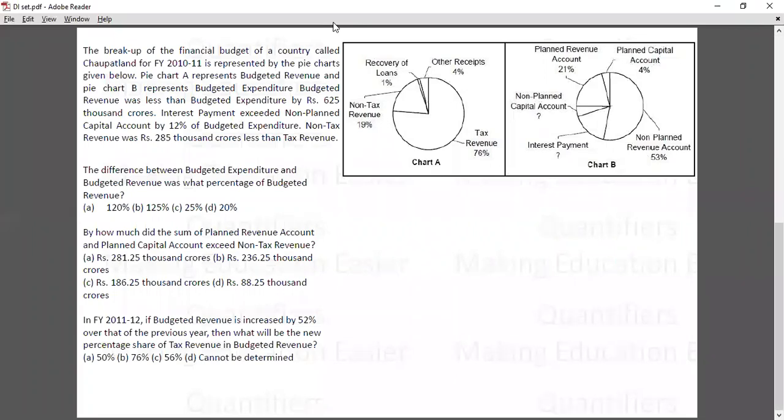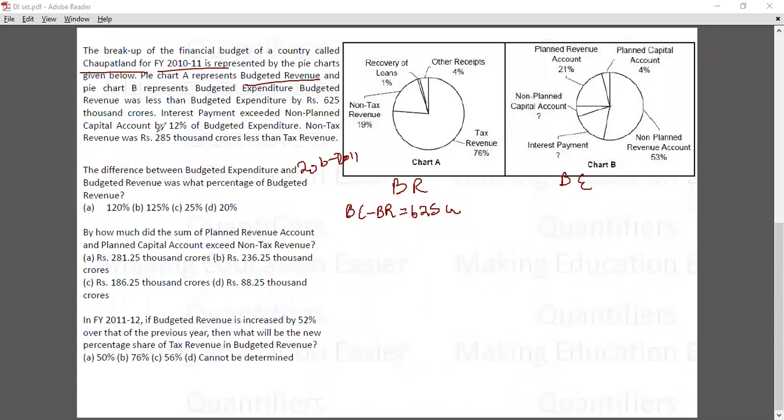Now, this set involves two pie charts. They are saying the pie chart A represents budgeted revenue and pie chart B represents budgeted expenditure, for some country, for financial year 2010-2011. Now, they are telling us that budgeted revenue was less than budgeted expenditure by 625 crores, which means budgeted expenditure minus budgeted revenue was 625 crores.